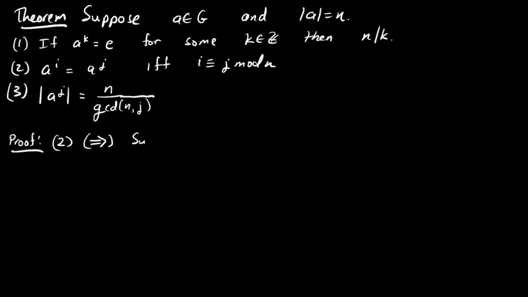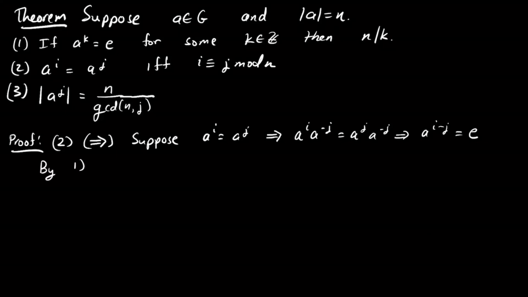So I'll say, suppose that a to the i is equal to a to the j. Well, just like before, I'm going to now multiply both sides by a to the minus j. So this gives me a to the i times a to the minus j is equal to a to the j times a to the minus j, which implies that a to the i minus j is equal to e. Well, what does that tell me? Well, I now have some power of a that equals e, so I can say by 1, I know that n has to divide i minus j, right?